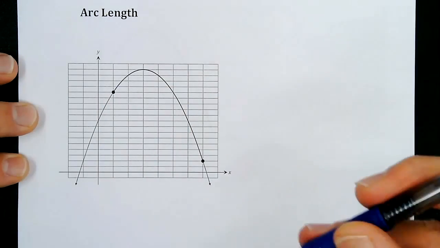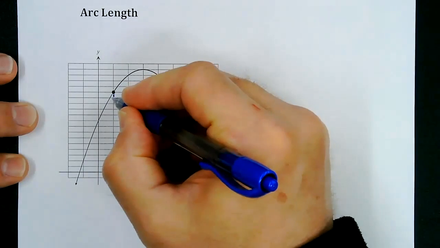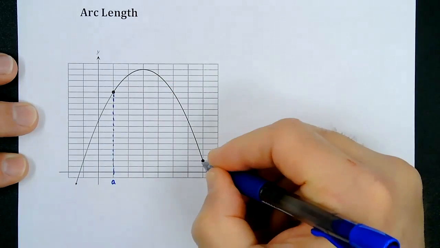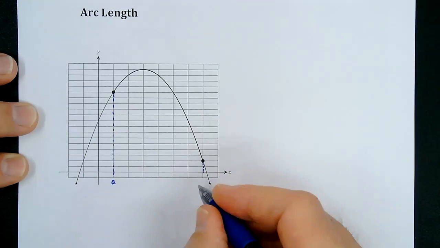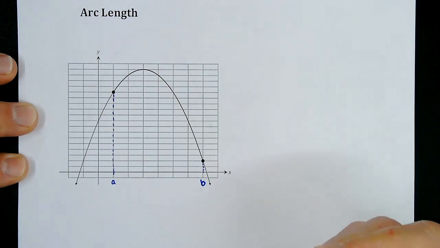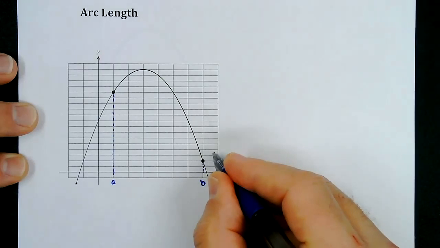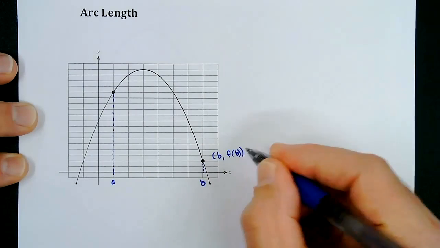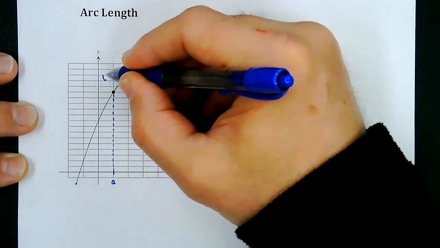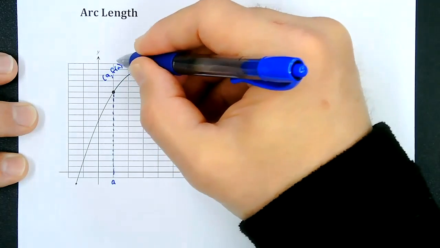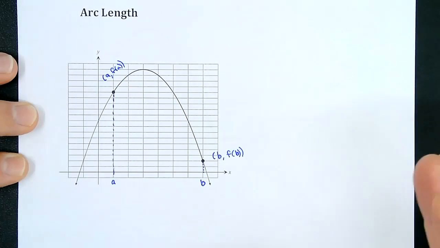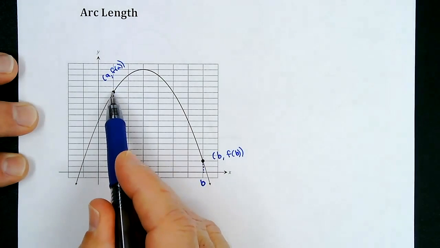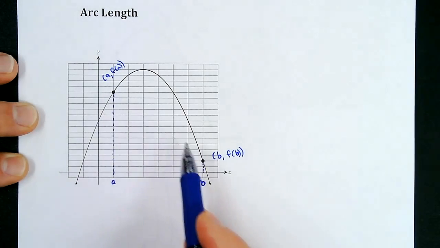All right. So one thing I want to show you is this. For right now, let's call the left endpoint A and this right endpoint B. This point right here would be (B, f(B)) if this function's name is f, and this point right here would be (A, f(A)). A really crude estimate of the length is to just draw a straight line connecting this left endpoint to this right endpoint.